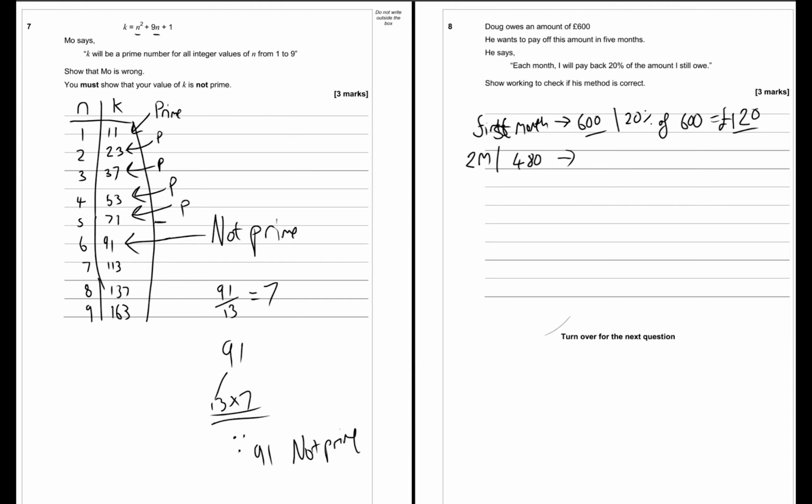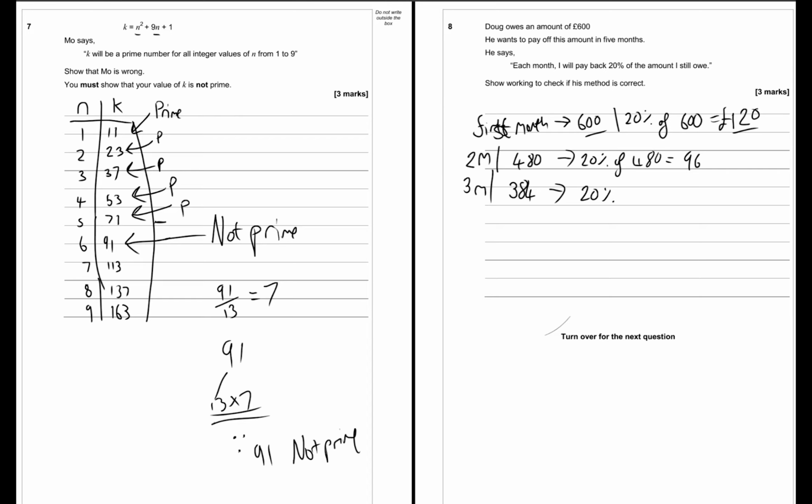And now we need to do 20% of 480. And that's going to be the amount he pays back for the next month. So 480 times 0.2 gives you 96. Okay, so 96 is what he pays off in the second month. So now for the third month, let's write 3M. We know he's going to have 480 minus 96. That's how much he's got left. Okay, so 384 is what he's got left.